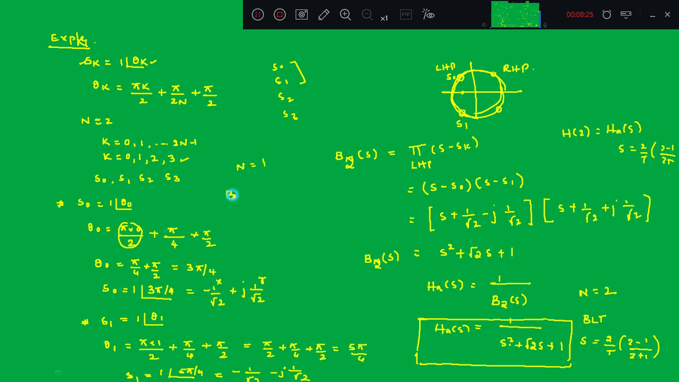And similarly for n is equal to 1, the Bn of S is equal to S plus 1. Therefore, the transfer function H of S for n is equal to 1 is 1 divided by S plus 1, right?